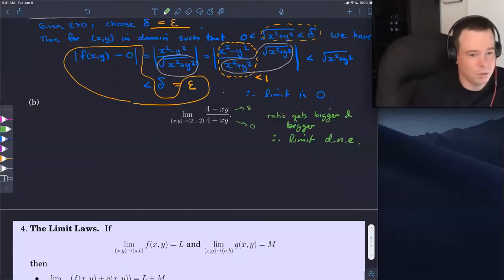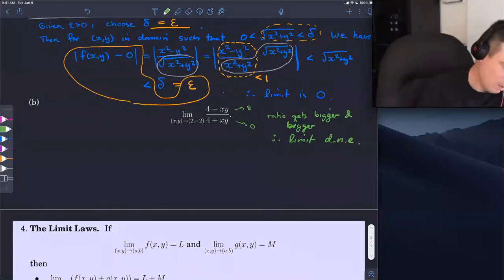Okay, so we can still use our results from Calculus 1, our familiarity with limits from Calculus 1. We can still use those ideas. We got here a ratio. The bottom was getting small, going to 0. The top was going to 8. So the ratio is getting bigger and bigger, so it won't settle down to a particular number.